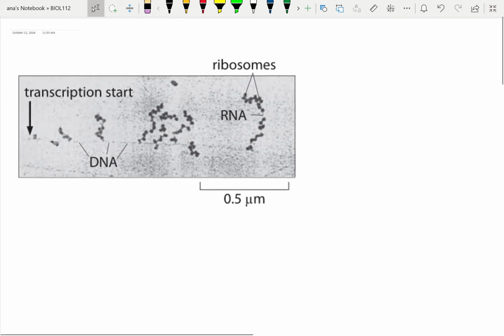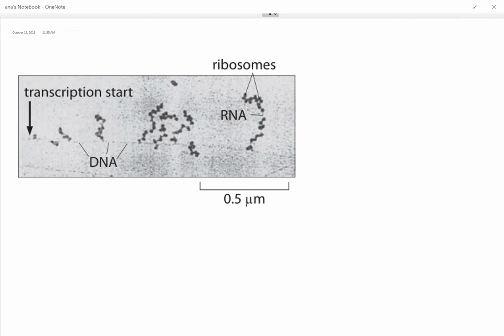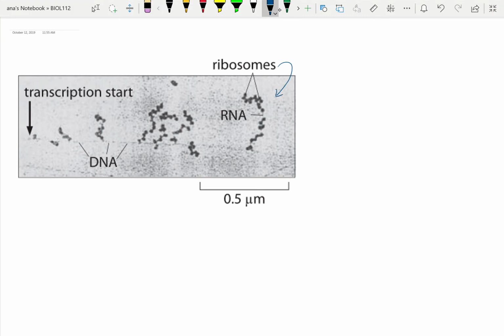So this is an image that we saw in class of DNA and mRNA and ribosomes all in the same image. I'll start off with ribosomes. Since they're so large, they're generally represented by the big black spots that you'll see. And we know that ribosomes read mRNA, so whatever the ribosomes are attached to is mRNA. In this case, they're attached to this strand here, so we would label this as our mRNA.